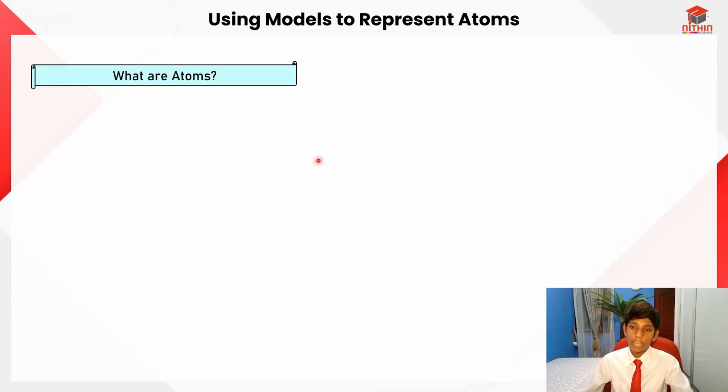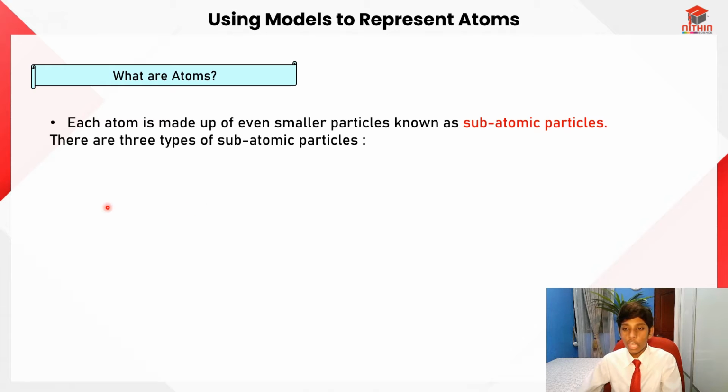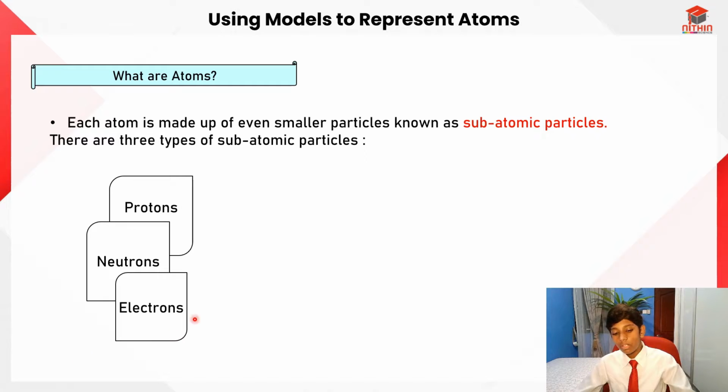Next off, what are atoms? Still in this question. Each atom is made up of even smaller particles known as subatomic particles. There are three types of subatomic particles, and we have already talked about them: protons, neutrons, and electrons. So let's talk about this.